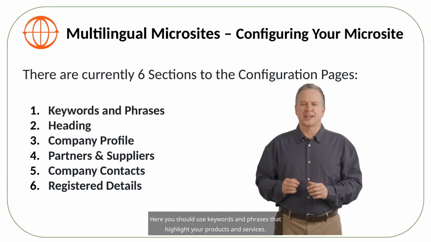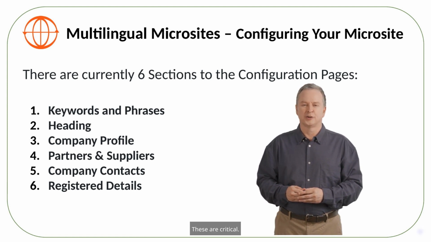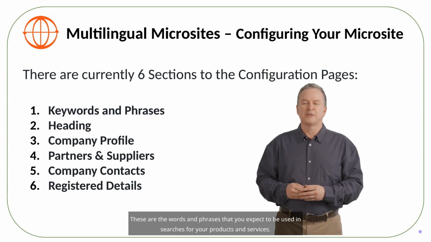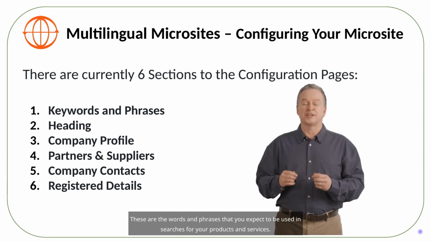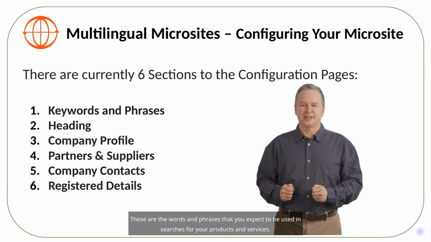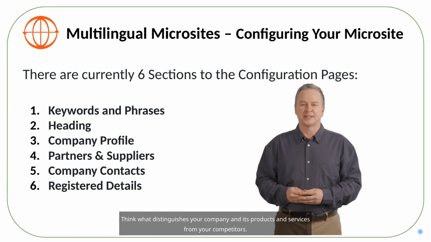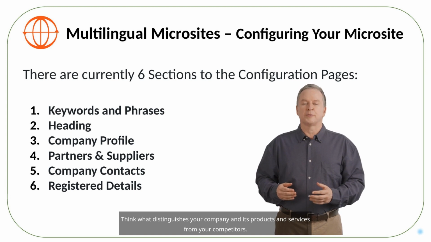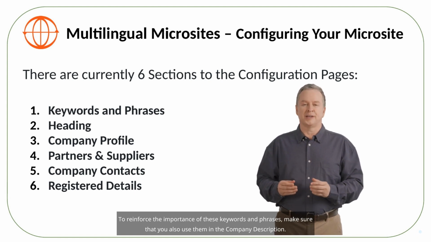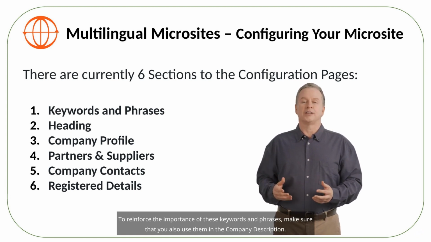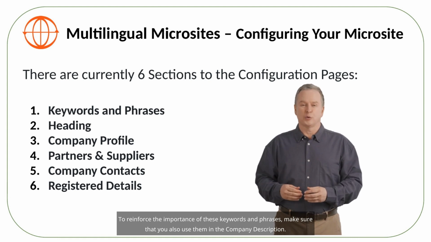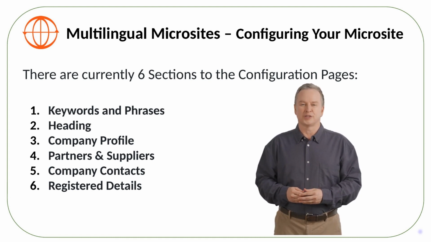Here, you should use keywords and phrases that highlight your products and services. These are critical. These are the words and phrases that you expect to be used in searches for your products and services. If they are too generic, you are unlikely to be found no matter what language is used. Think what distinguishes your company and its products and services from your competitors. To reinforce the importance of these keywords and phrases, make sure that you also use them in the company description.